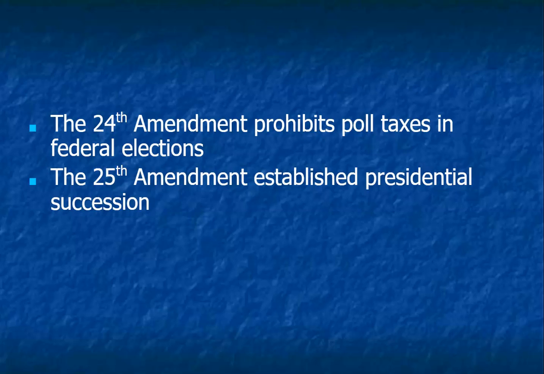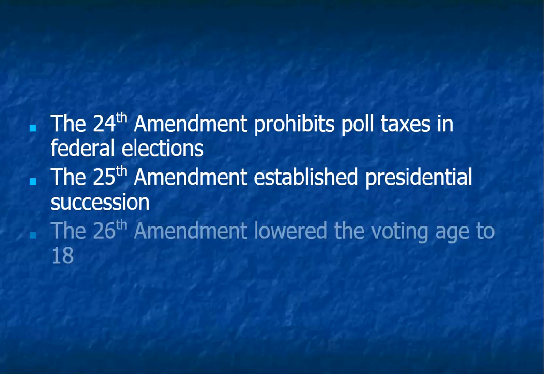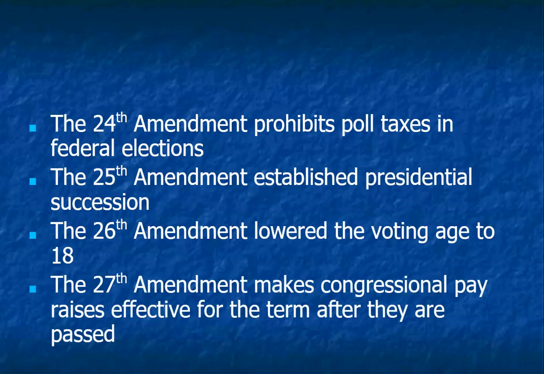The 25th Amendment established presidential succession, basically clearing things up there. The 26th Amendment lowered the voting age to the age of 18. And the 27th Amendment makes congressional pay raises effective for the term after they are passed. And that one was ratified in 1992. So these are your amendments. And you should know, obviously, the big ones and even some of the small ones, too.